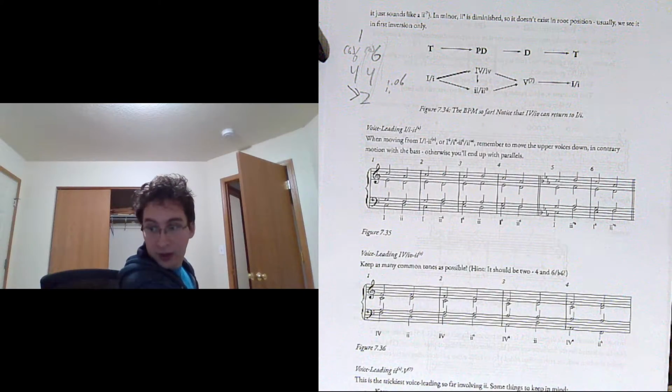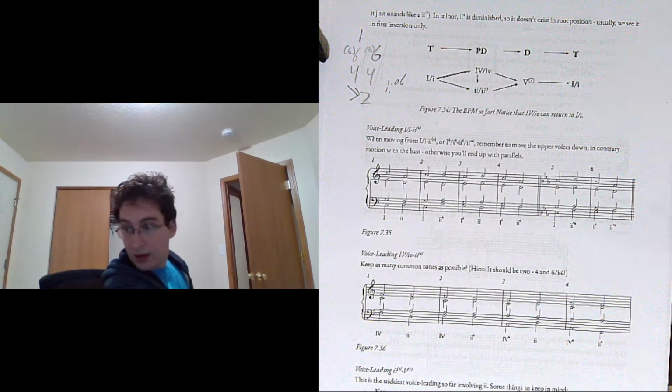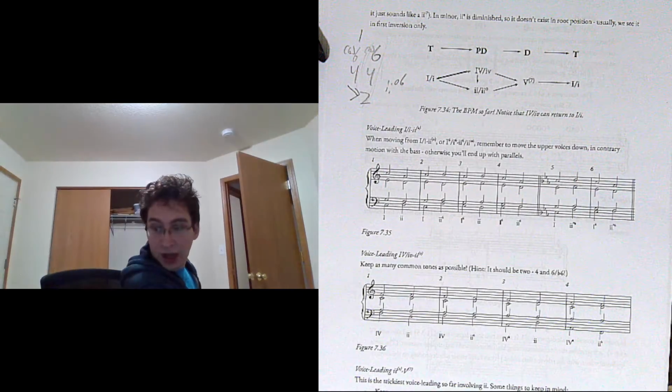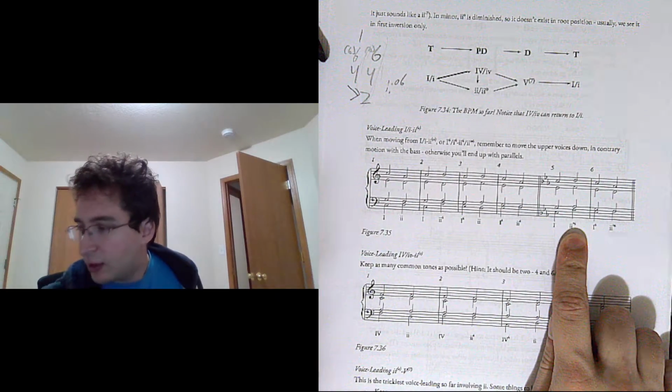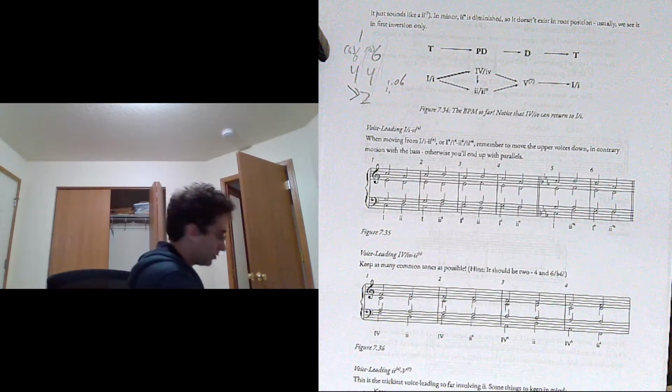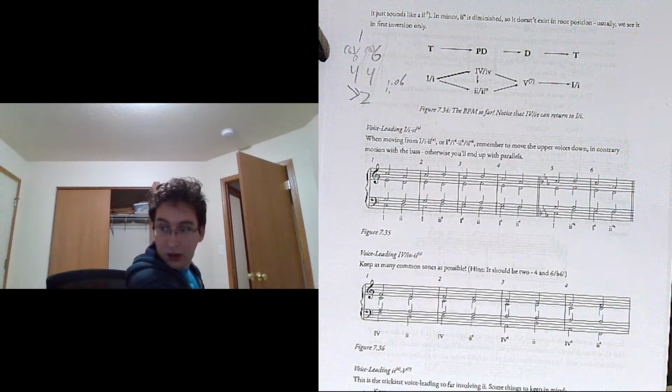We have first inversion 1 to root position 2. Bass does move by step, so all the upper voices move up. And then root position 1, first inversion 1 to first inversion 2. Bass moves up by step, all the other voices move down. Then in minor, like I said, we basically only have our first inversion, so. Or.